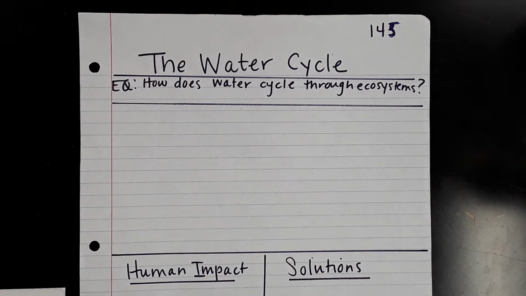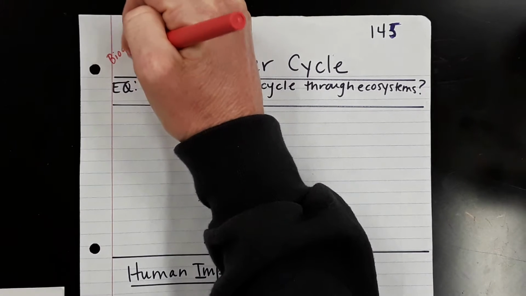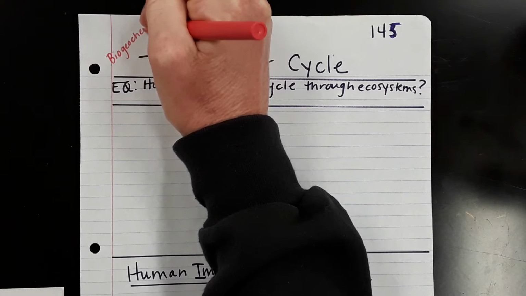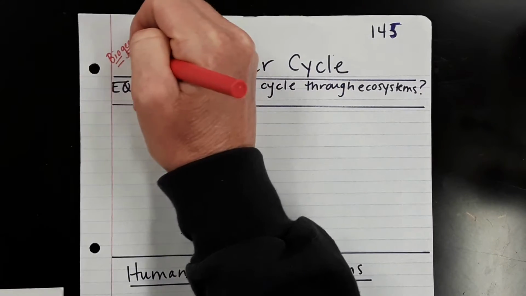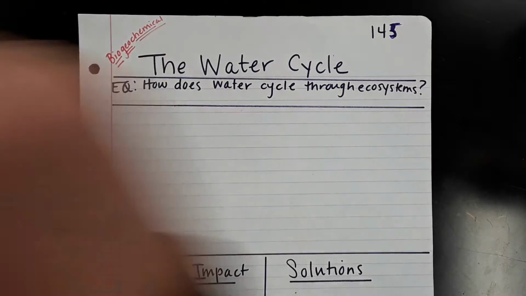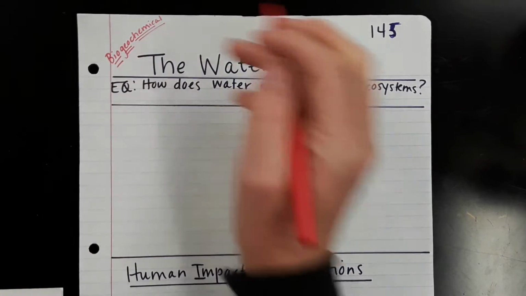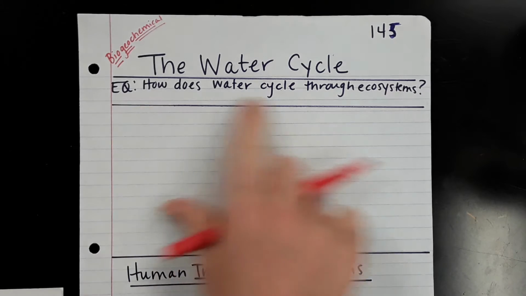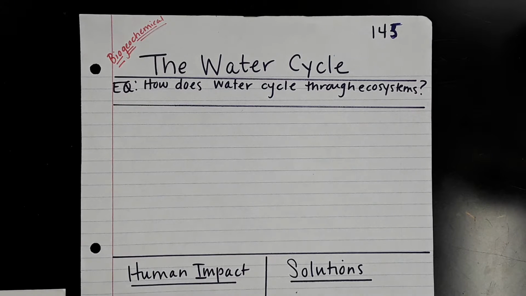So with the water cycle, it is one of Earth's biogeochemical cycles. So sometimes you'll see this term biogeochemical cycle. And this means that it's a life, earth cycle, and a chemical is moving through the cycle, and that chemical is the water molecules itself. With the water cycle, we are looking at how the water is cycling through the ecosystem.